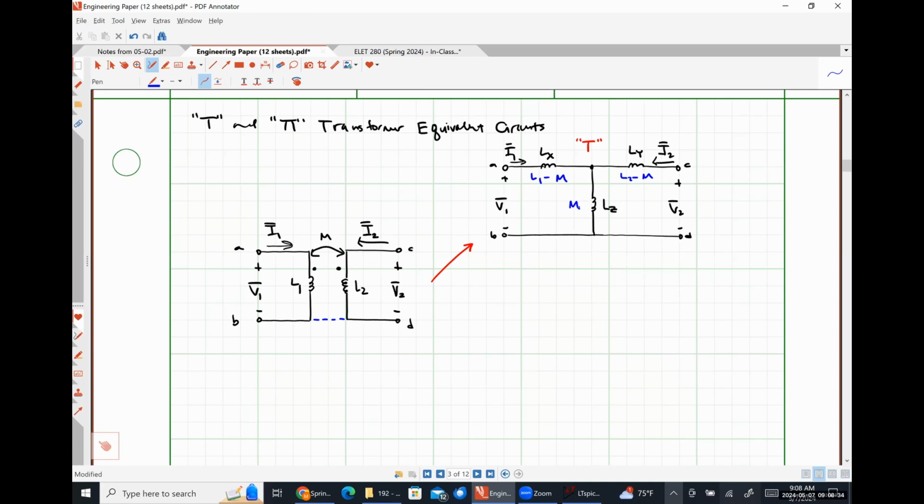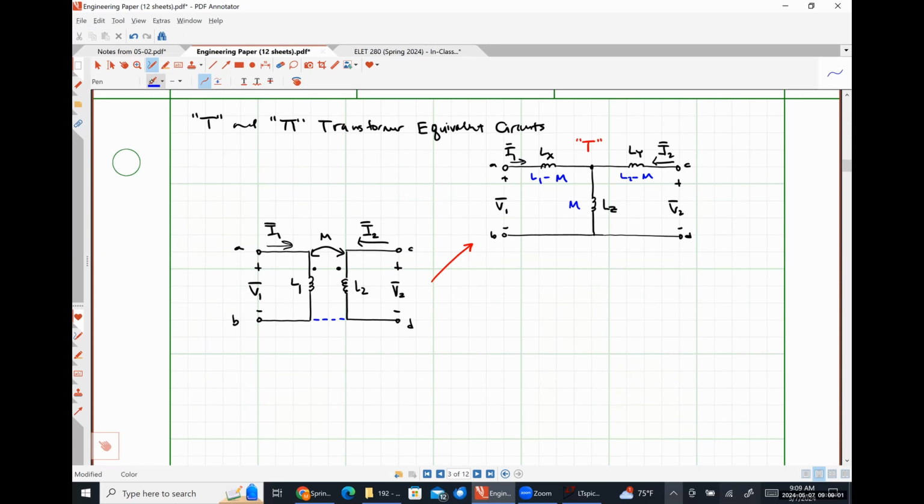Okay. Now I want to be clear here. These definitions, Lx is equal to L1 minus M, Ly is equal to L2 minus M, and Lz is equal to M, are dependent on us having the dots on the same side and the currents flowing into the dots. If those conditions are not met, it's going to change those relationships. I'll tell you how to do that in a moment.